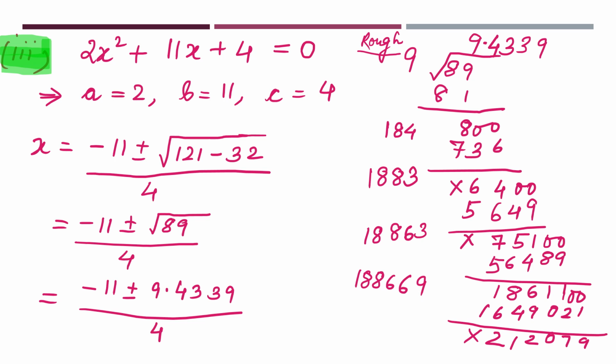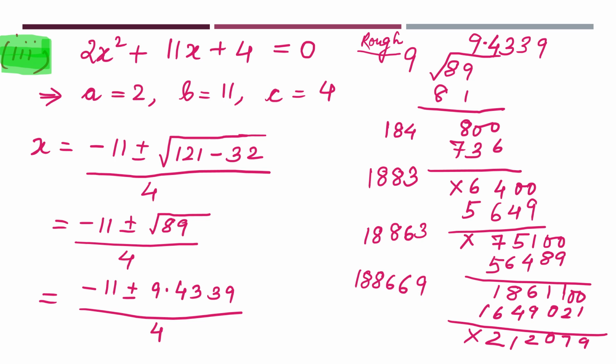Coming to the third part of the same question, children, correct to 3 decimal places. The third part says 2x square plus 11x plus 4 is equal to 0, which implies that a is equal to 2, b is equal to 11, c is equal to 4. x is equal to minus 11 plus minus under root of 121. Square of 11 is 121, minus 4 into 4 is 16, into 2 is 32, so minus 32, upon 2 into 2 is 4. That is, x is equal to minus 11 plus minus root 89 upon 4.